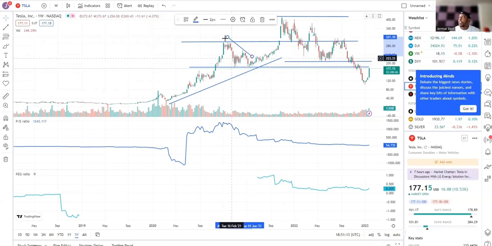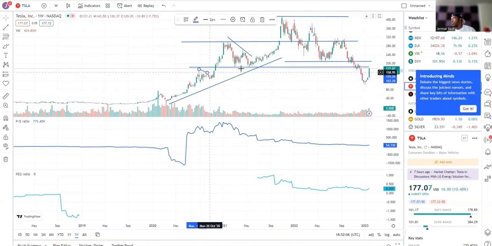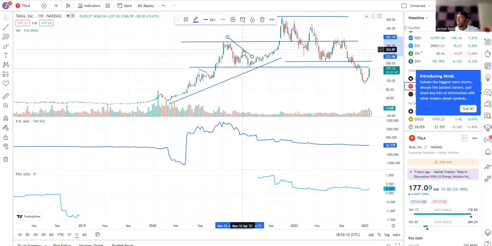And then in between, you also have minor trends. An example of a minor trend would be something like this, where Tesla's price action actually moved down while also moving up. So you have your primary trend, your secondary trend, and your minor trend.